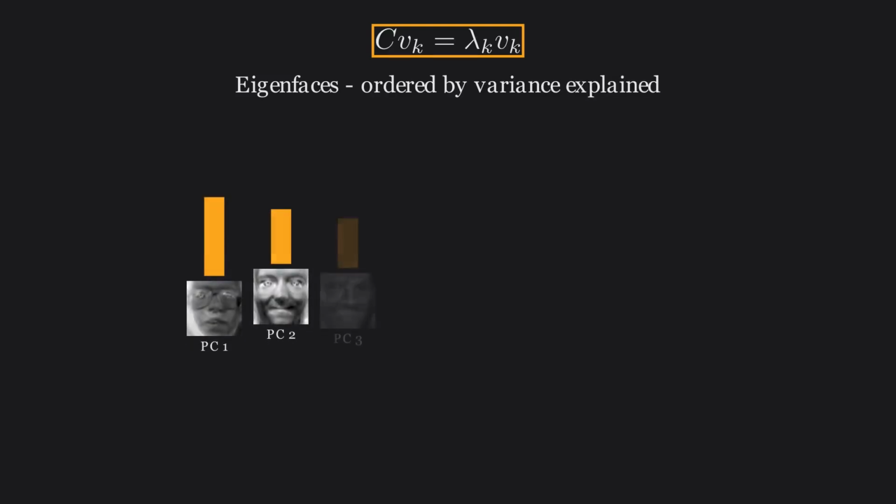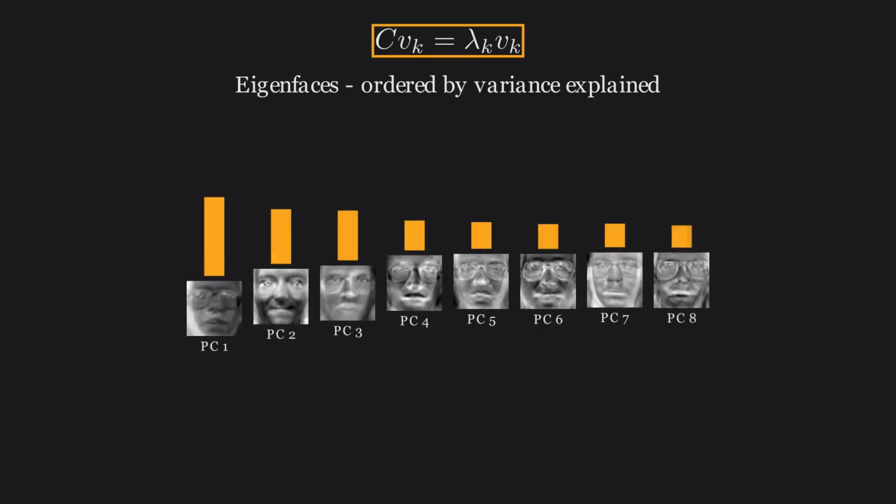We solve the eigenvalue equation. Each eigenvector v is a direction in face space. Its eigenvalue lambda tells us how much variation lies along that direction. Larger lambda, more variation captured. Now, each eigenvector has 4096 components, the same length as a face. So we can reshape it back into a 64 by 64 image.